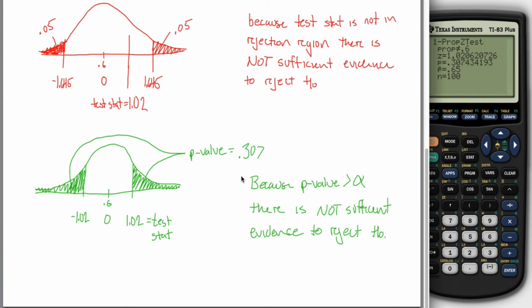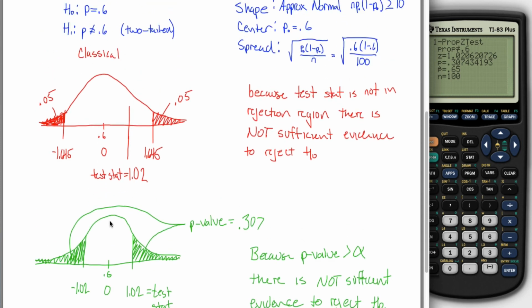That's it. That's the end. Classical picture, p-value picture. Maybe I'll label it. Well, it says p-value over here. I'm going to call that good enough. I think I'm going to end this right here.